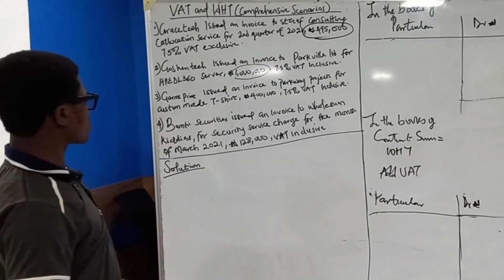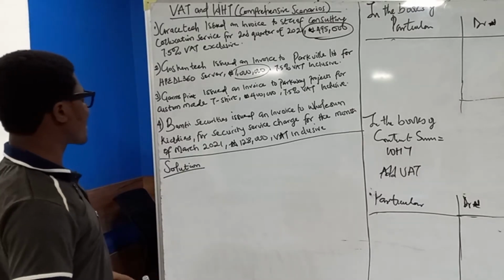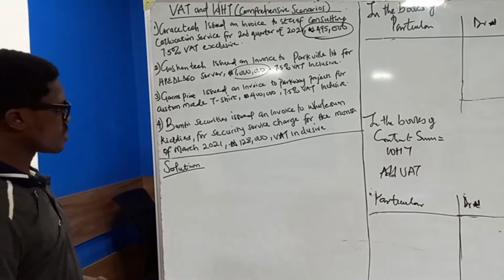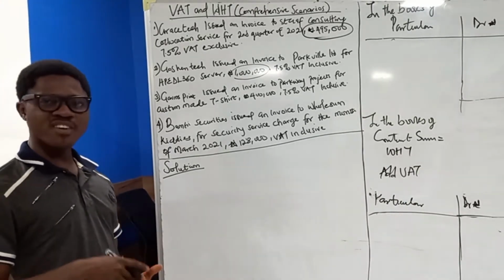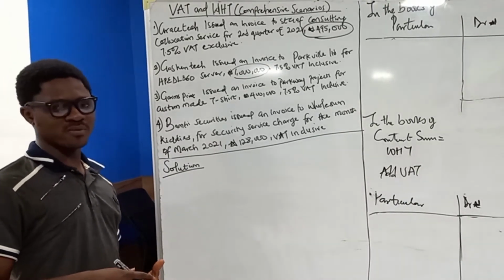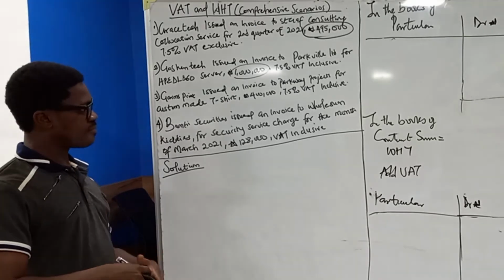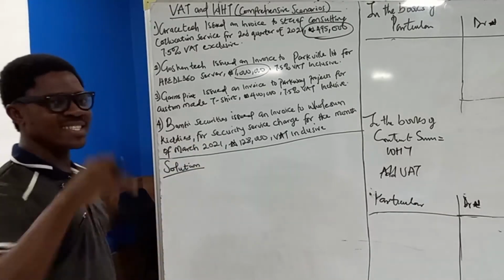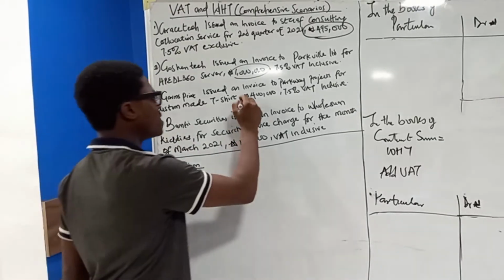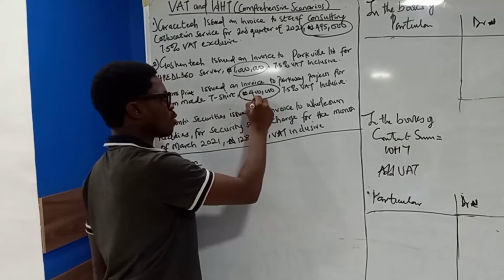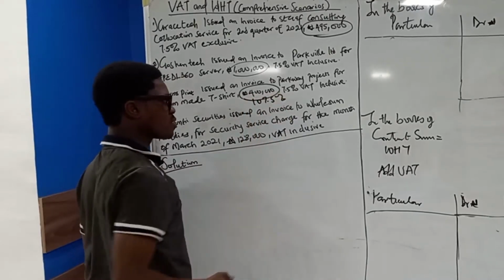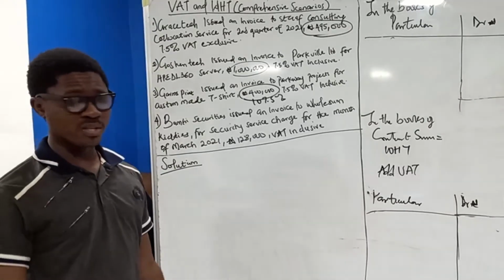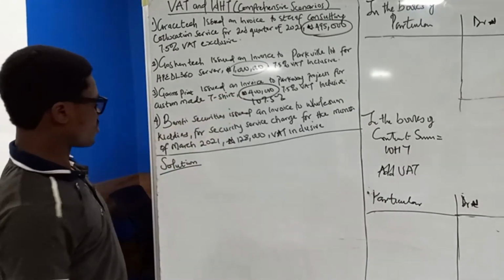Okay, so we go to the third question. The third question says, Graceman issued an invoice to Payable project for custom-made t-shirts, 400,000 naira, 7.5% VAT imposed. From what we have seen so far, we know that because the question says 7.5% VAT imposed, this 400,000 is not 100% but 107.5%. So the first thing we need to do is to separate what the contract sum is and what the VAT element is from this 400,000.